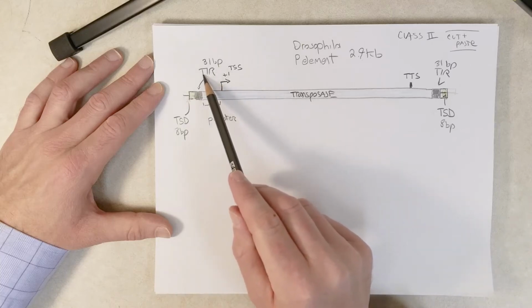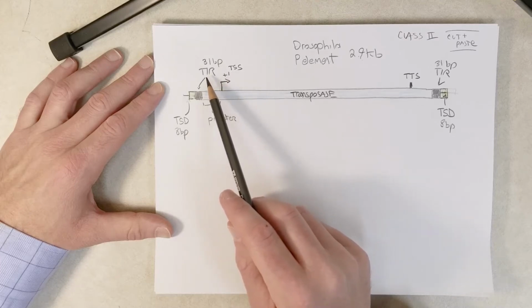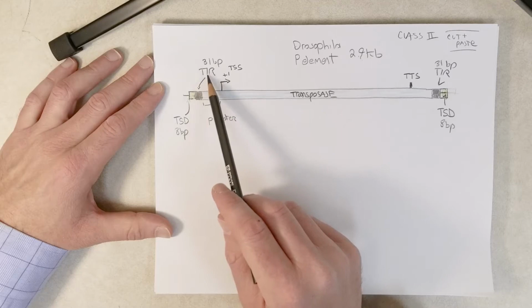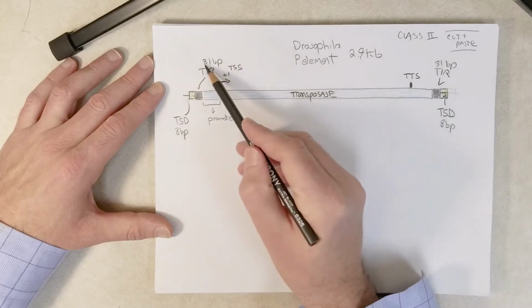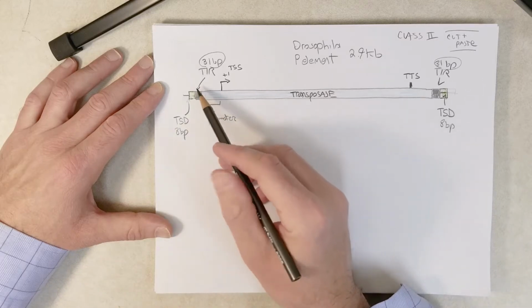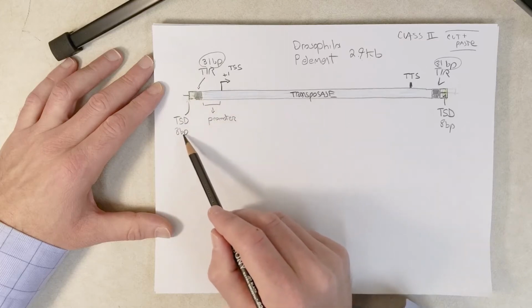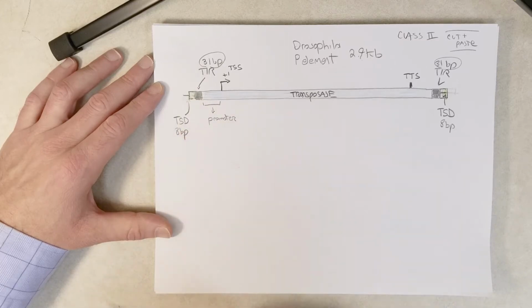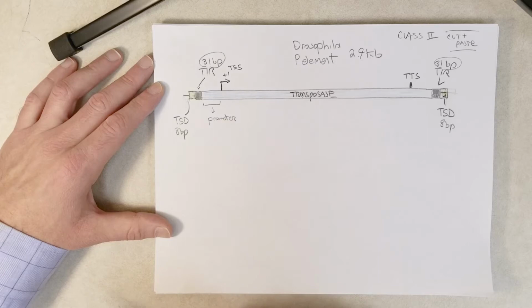Now it has, like other class 2 transposable elements, terminal inverted repeats, so TIRs, on the ends, and they are 31 base pairs in the P element, and the Drosophila P elements are characterized by an 8 base pair target site duplication. And I'll go over the mechanism of how that target site duplication occurs, but it's very similar to what we already saw for the insertion sequences in prokaryotes.